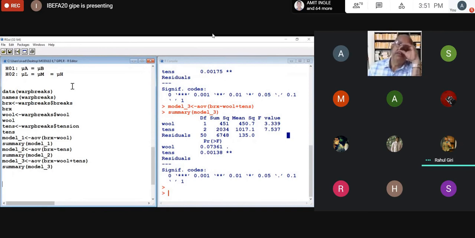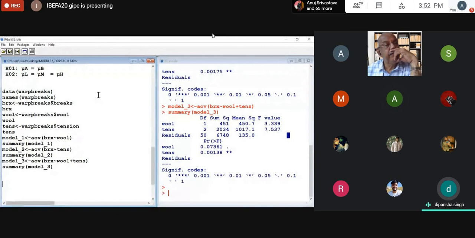Come on. Mu L. Mean breaking strength under low tension for wool. Next, medium: mean breaking strength under medium tension. And mean breaking strength under high tension. In both the cases, what does mu stand for?